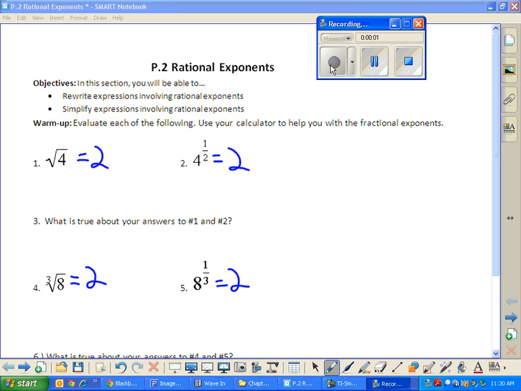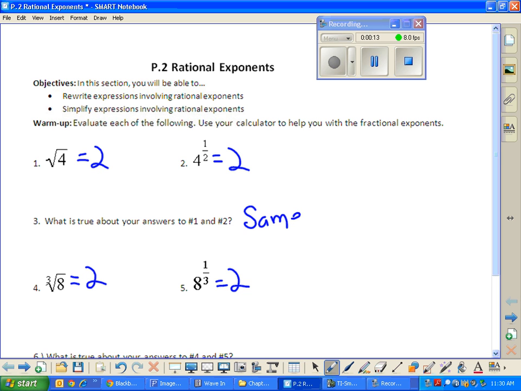My question to you folks. Question number 3. What do you notice about your answers to warm-up questions 1 and 2? They're the same, yeah. So what's interesting about this is, I know we don't really write this ever, but recall that when we take the square root of 4, there is an index in that radical. The root you actually end up taking is 2. So when you take the square root of 4, that's actually the same as raising 4 to the 1/2 power.